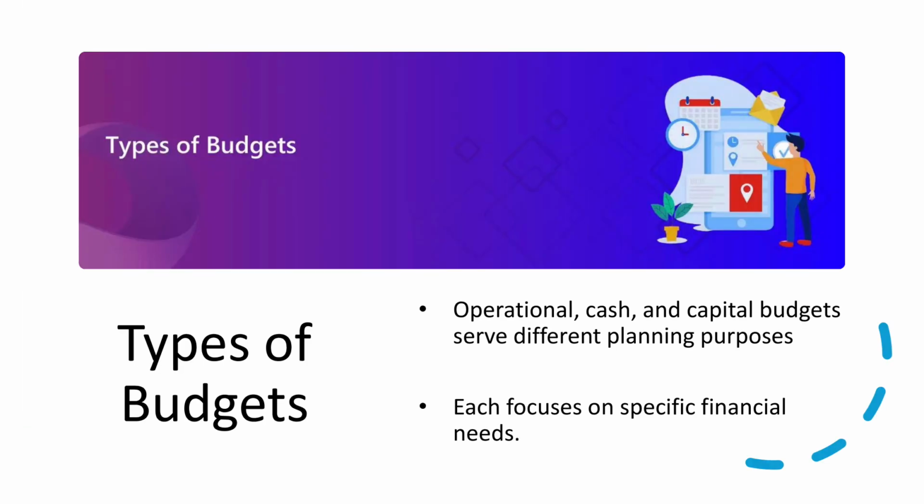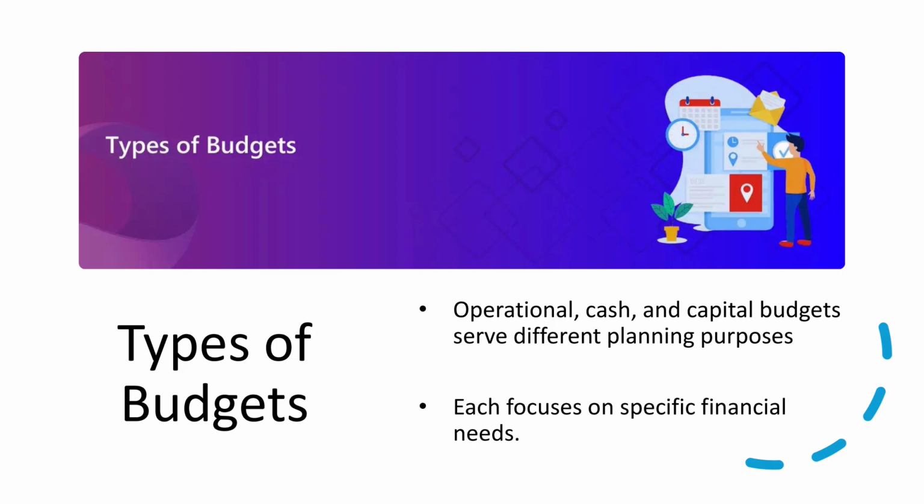Now let's take a look at types of budgets. 1, operational budget, which covers day-to-day operations such as labor, overheads, and materials. 2, cash budget, which predicts inflows and outflows of cash to prevent liquidity issues. 3, capital budget, which is used for long-term investments such as new machinery or expansions.